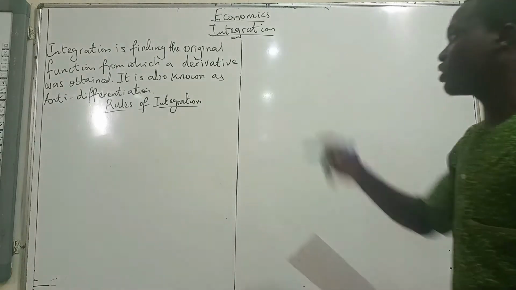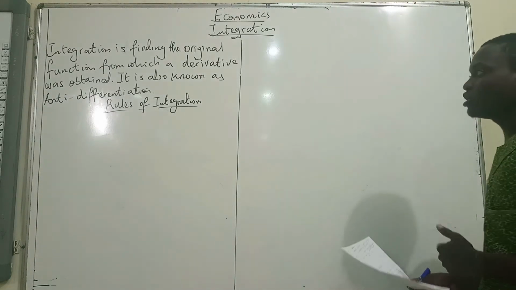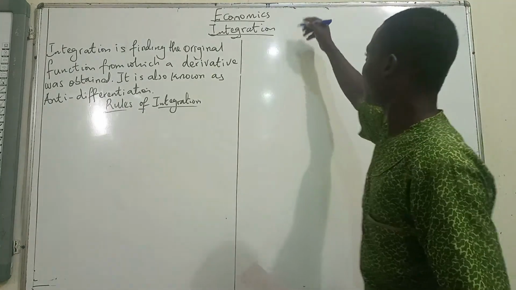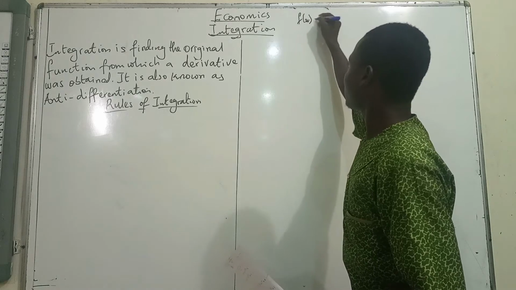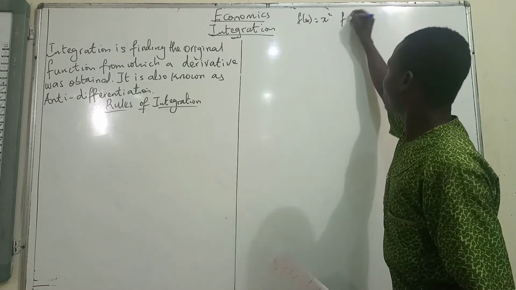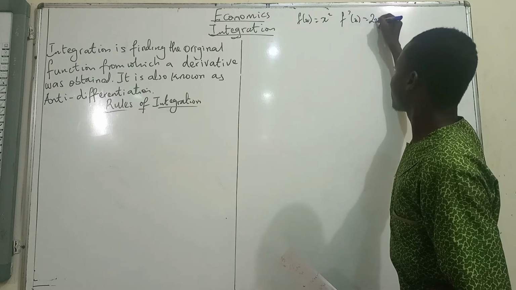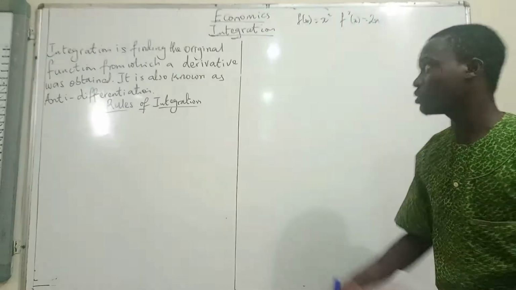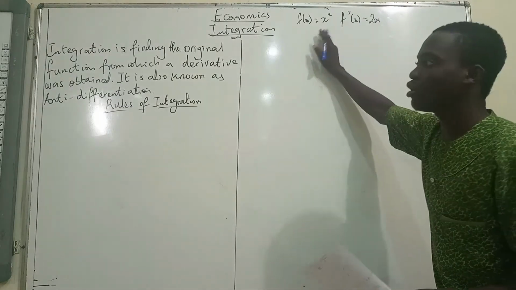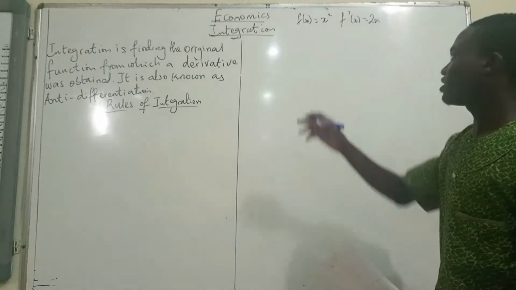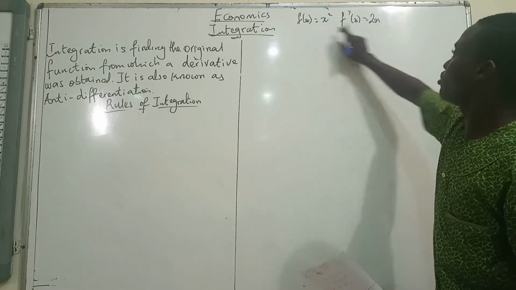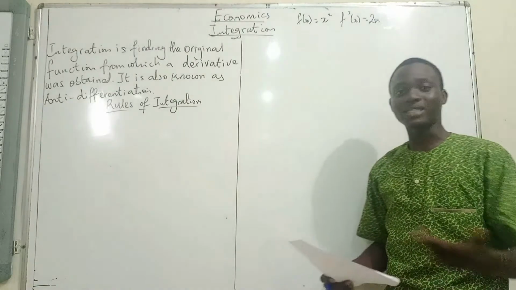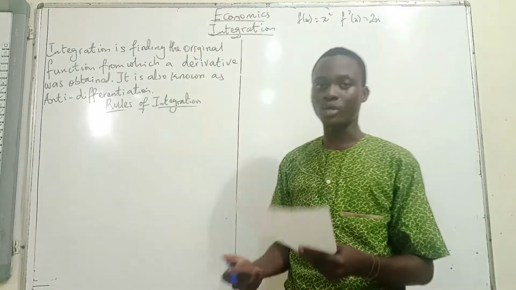So what is integration? Integration is finding the original function from which a derivative was obtained. Let's say we have f of x equals x squared, then when we differentiate this, we have 2x. The process of turning 2x into x squared is what we call integration. The process of obtaining 2x from x squared is what we call differentiation. So integration is finding this original function from which this derivative was obtained, and it is also known as anti-differentiation.